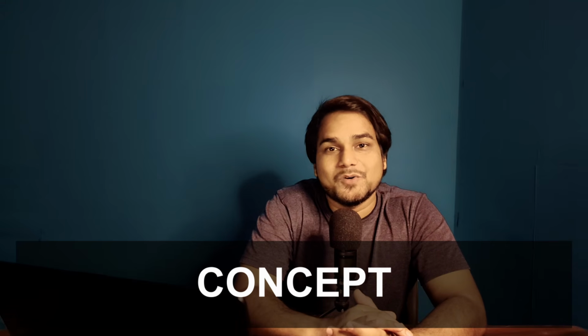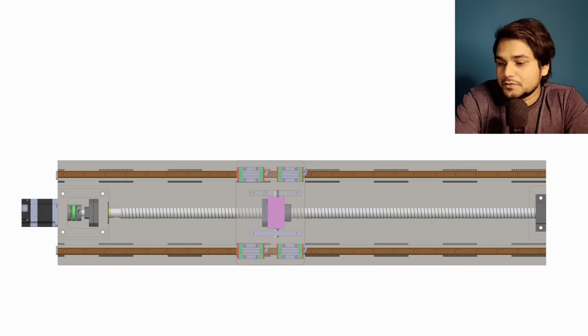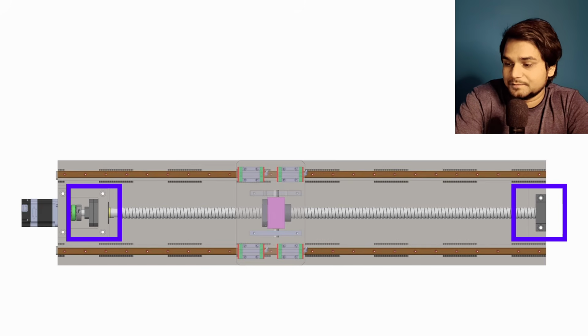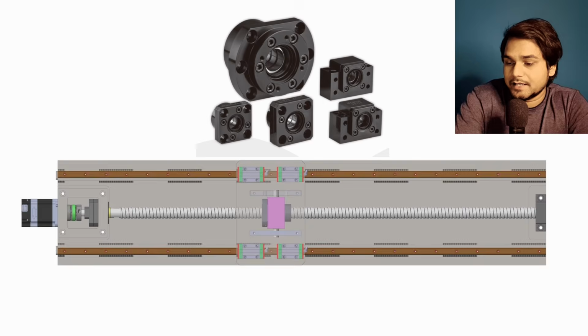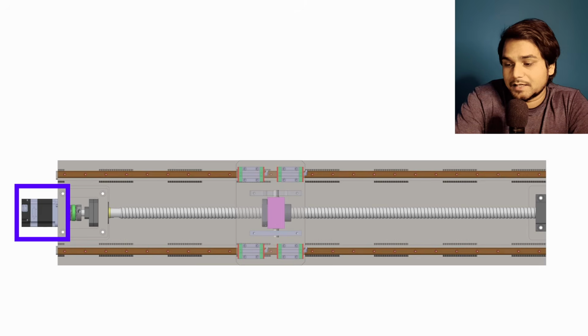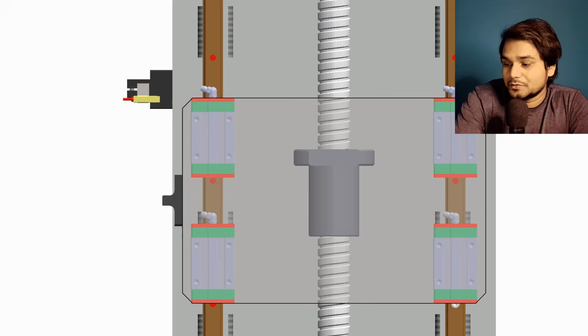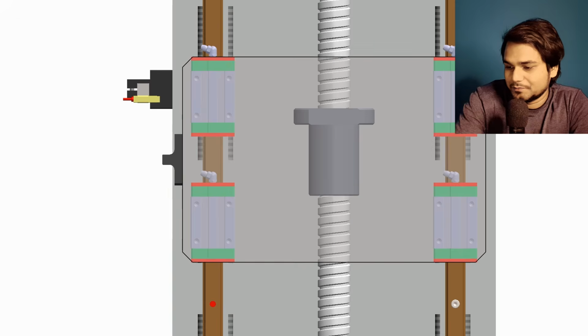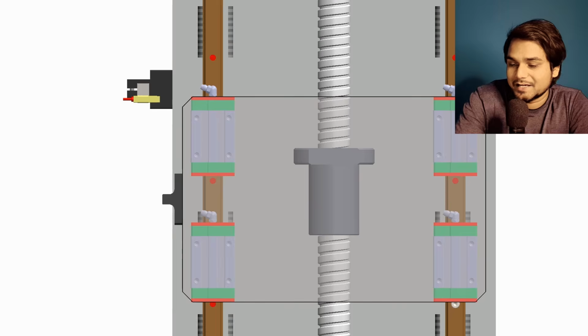And now it's time to understand the concept of the linear ball screw actuator. So in a ball screw linear actuator, the screw is fixed with bearing blocks. These bearing arrangements are angular contact bearings. We will go into depth in a further part of this series. And there is a motor coupled with a coupling to rotate this screw. And when the screw rotates, the ball nut does linear motion up and down due to the screw and nut mechanism.